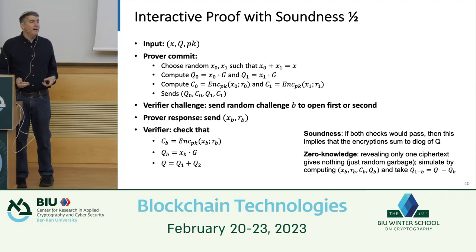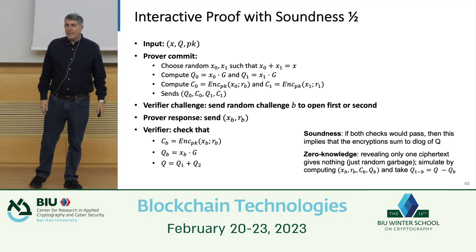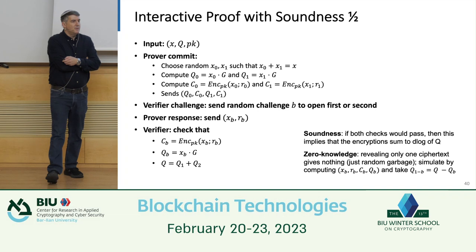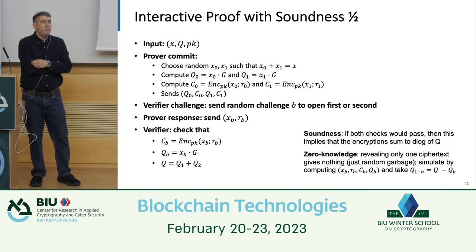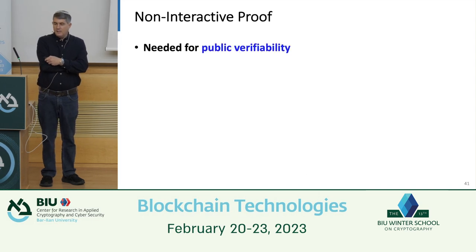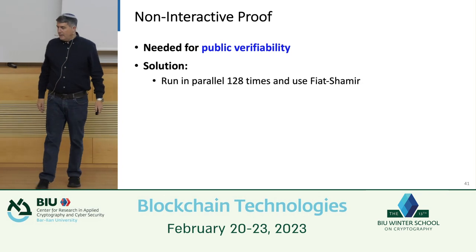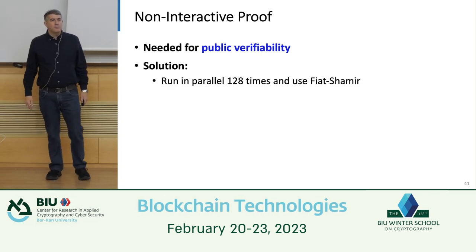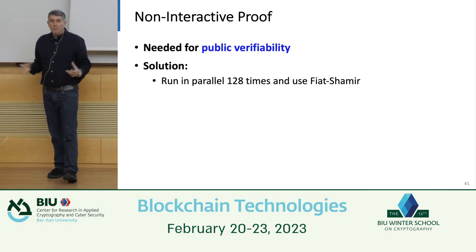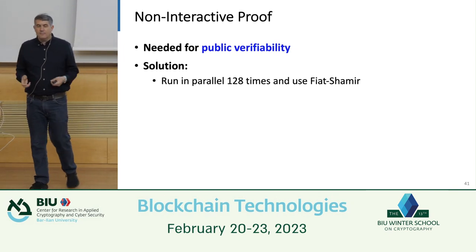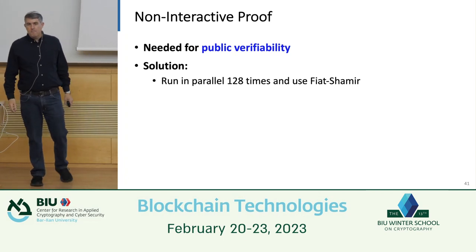Of course, soundness 1/2 is probably good enough if you're backing up $2 worth. I'm always willing to lose a dollar, but not much more. But also, we want public verifiability. We don't want interaction. So how do we make this non-interactive? And the answer is very simple. Run in parallel 128 times and do Fiat-Shamir. Is it really compact and nice and small? No. But can we live with it? Yes. Not a big deal.